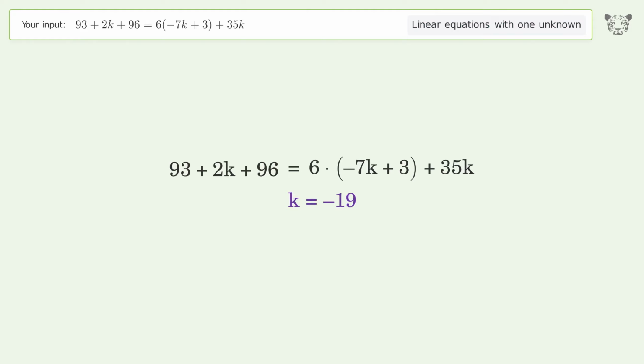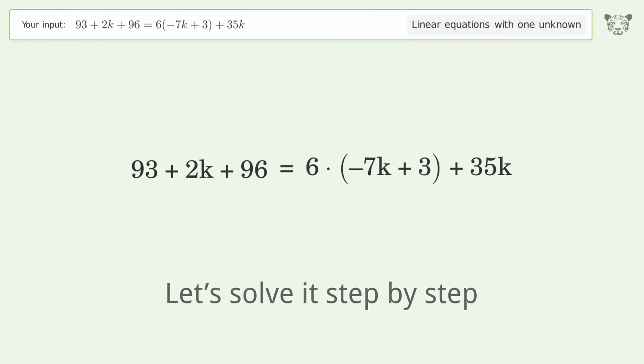You ask Tiger to solve. This deals with linear equations with one unknown. The final result is k equals -19. Let's solve it step by step.